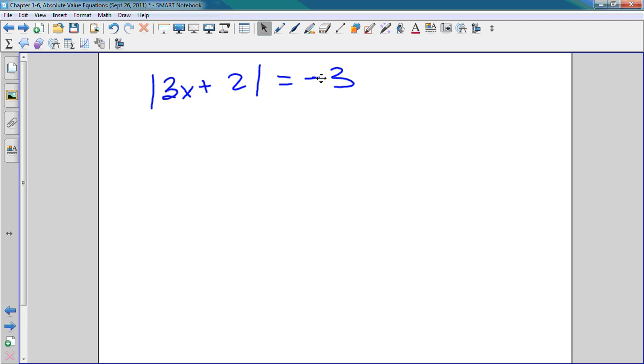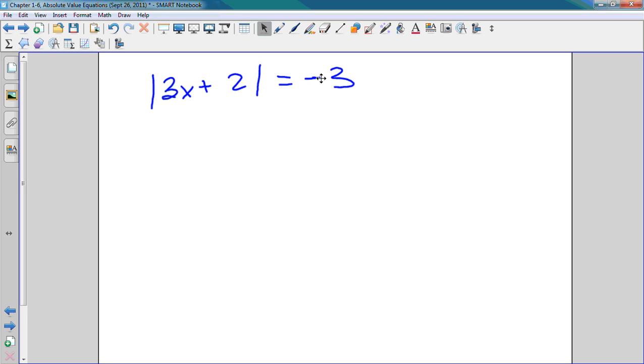Who can find something for x that makes this absolute value a negative? 0. Okay, so I have 0 plus 2, the absolute value of 2 equals negative 3? No. Negative 1. Okay, so let's try negative 1. Negative 3 plus 2 is negative 1. The absolute value of negative 1 is positive 1. Isn't this ever going to work? No matter what you put in here, these absolute value signs make them positive. That's never going to get an answer.